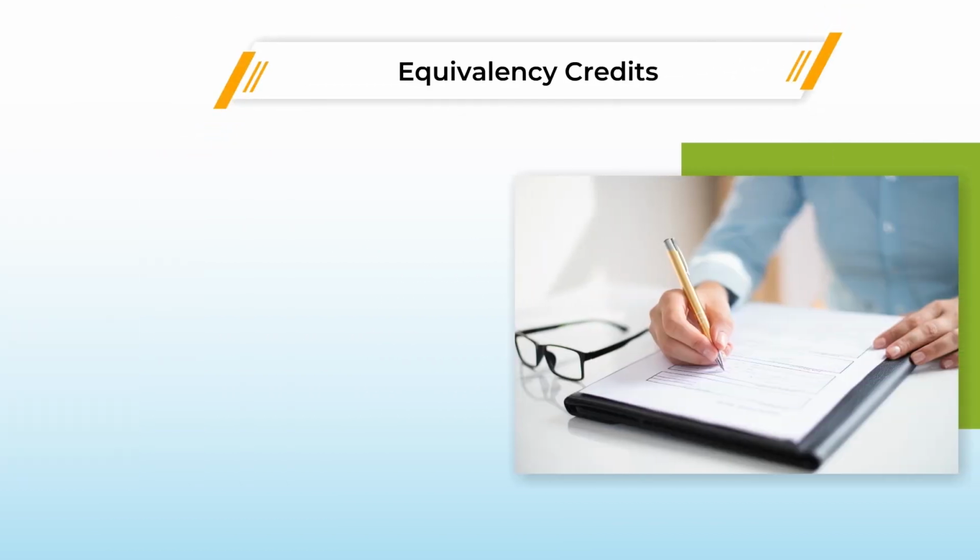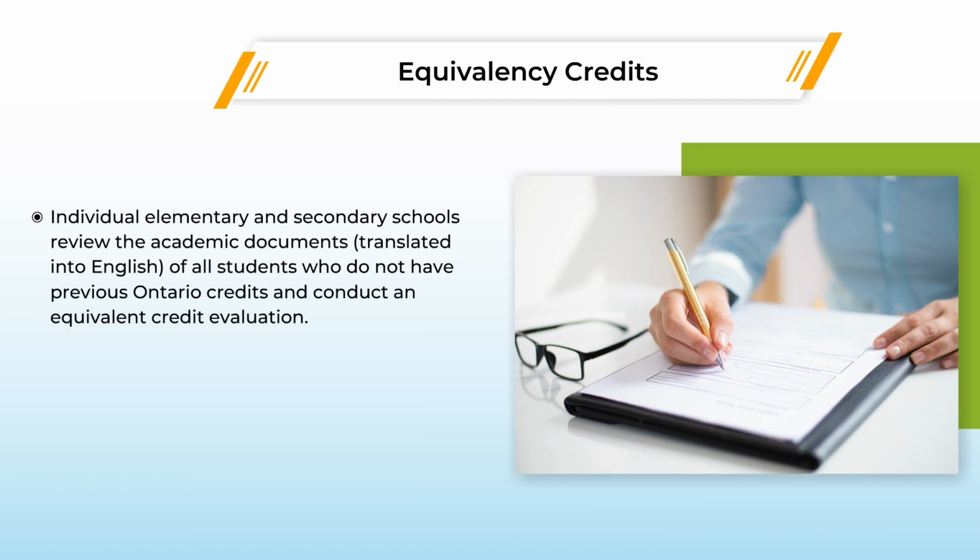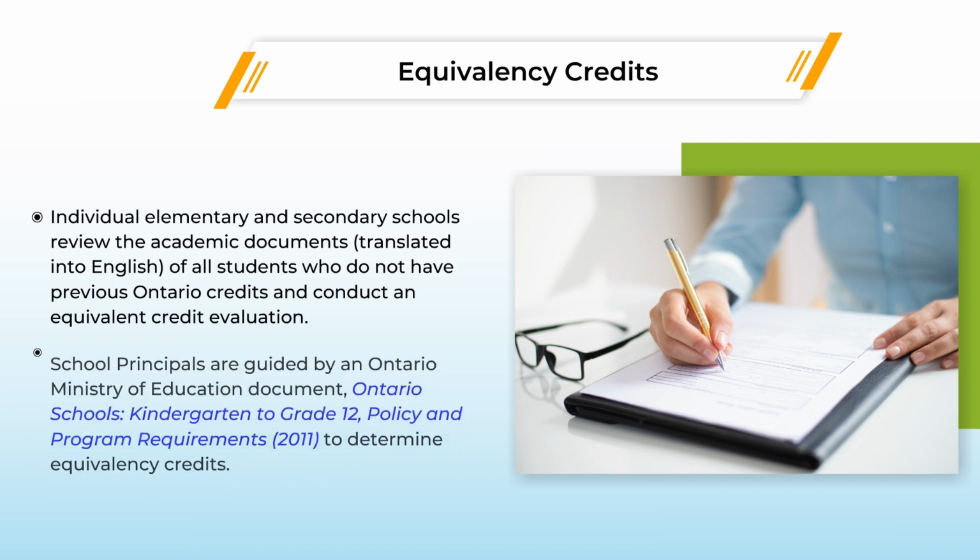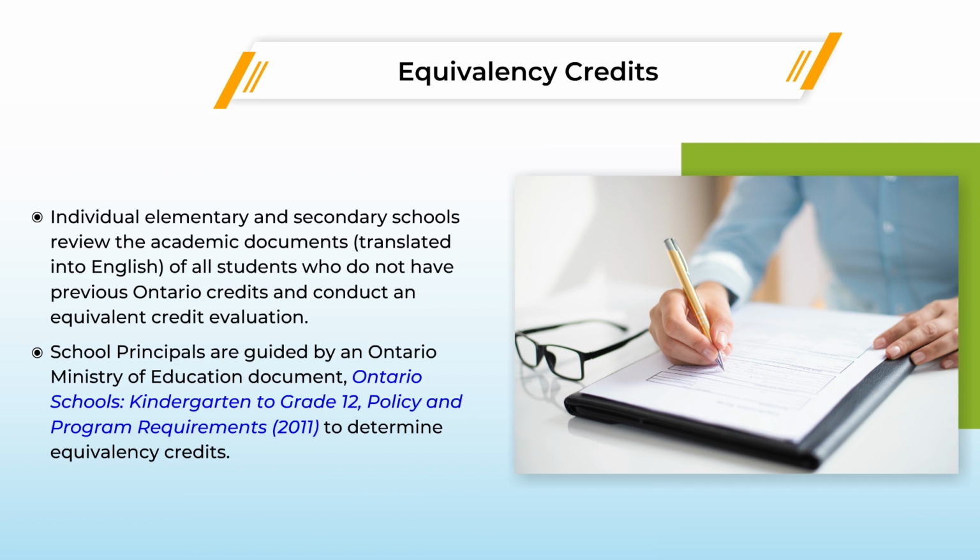Equivalency credits. Individual elementary and secondary schools review the academic documents, translated into English, of all students who do not have previous Ontario credits and conduct an equivalent credit evaluation. School principals are guided by an Ontario Ministry of Education document, Ontario Schools Kindergarten to Grade 12 Policy and Program Requirements 2011, to determine equivalency credits.